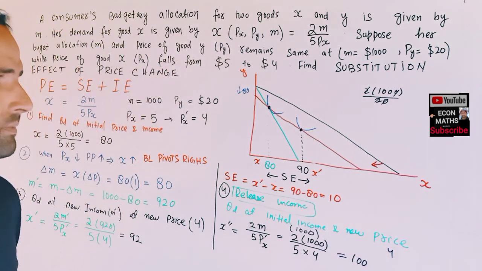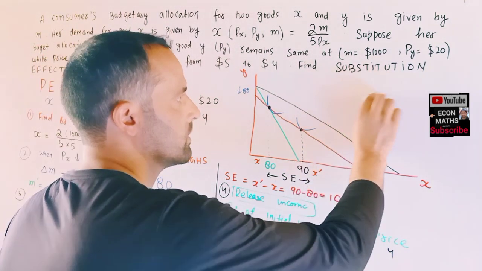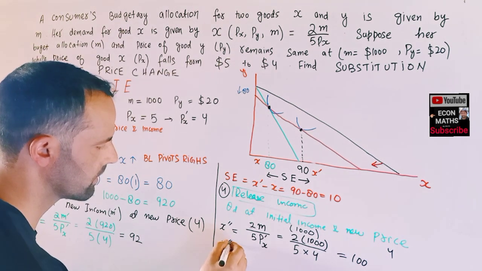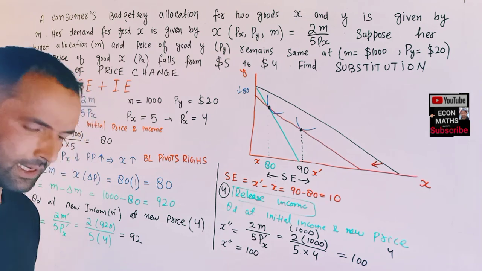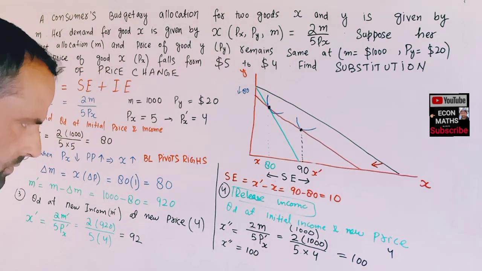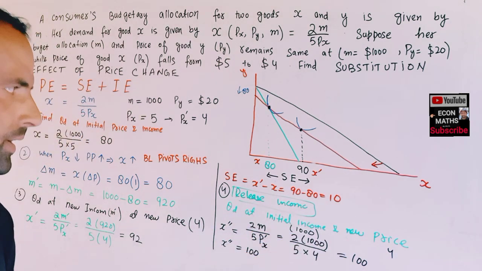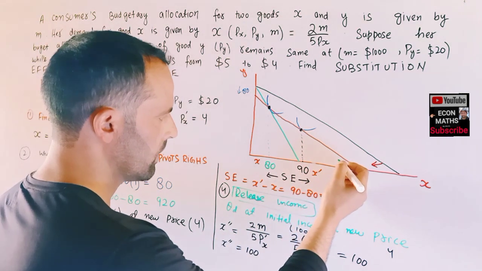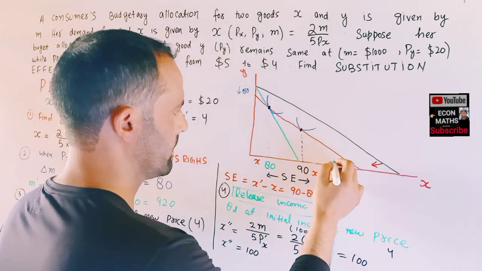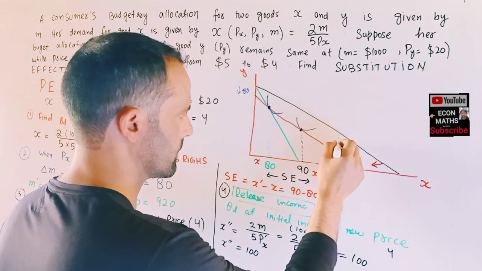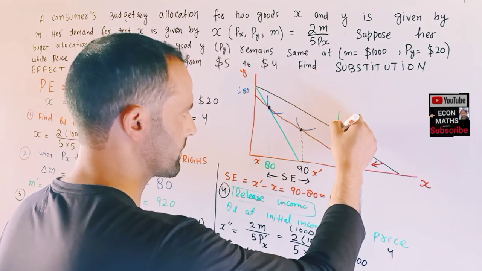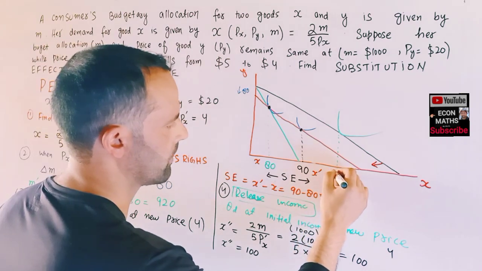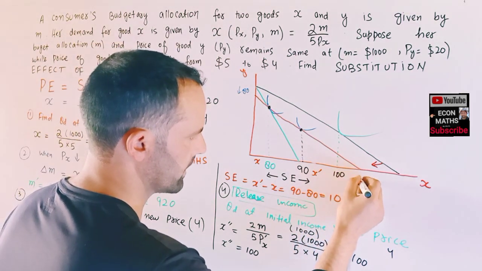Let me rub this out. So x double prime comes out to be 100. The quantity demanded at initial income and at new price will be equal to 100. Obviously, if it is 80, it is 90, and it will be on this budget line. Let us say this point, you notice here, is the indifference curve corresponding to this point. So it is 100.